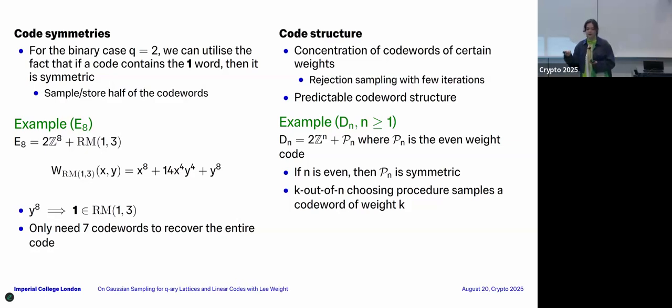You can use rejection sampling with just like 2 iterations, basically. Another example in which this is even more useful is the Dn lattices. These are constructed from the parity check code, which contains all the code words of even weight. And so to sample here, we don't even need to store the parity check code. You can sample an even weight. This probability will depend on the Lee weight profiles. But then once you've sampled that even weight, all you need to do is uniformly choose that number of non-zero coordinates, and that's a code word in the code.